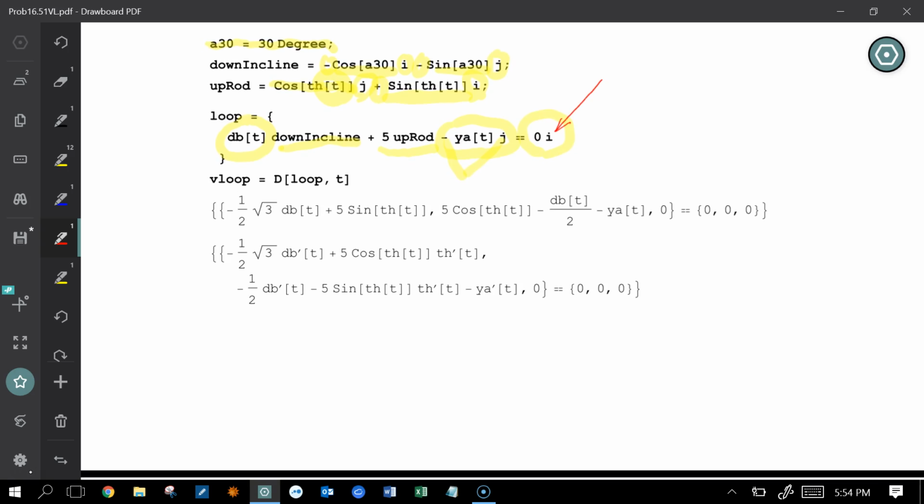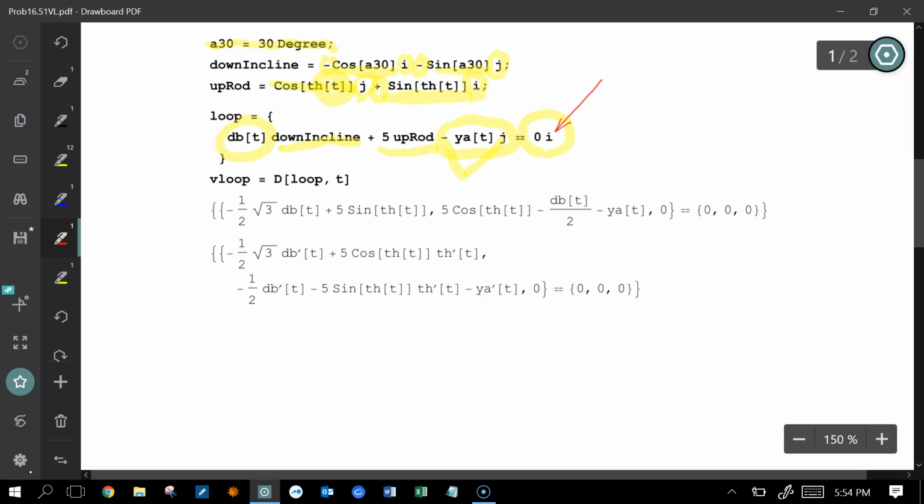Okay, so after you write your loop equation, you take a derivative, right? So I'm calling it my V loop, my velocity loop, or whatever you want to call it. And it's a derivative of the loop with respect to time. So it takes the derivative for me, right here. So there's the derivative, right? Now, the i's are equal to this piece right here, up to the first comma.